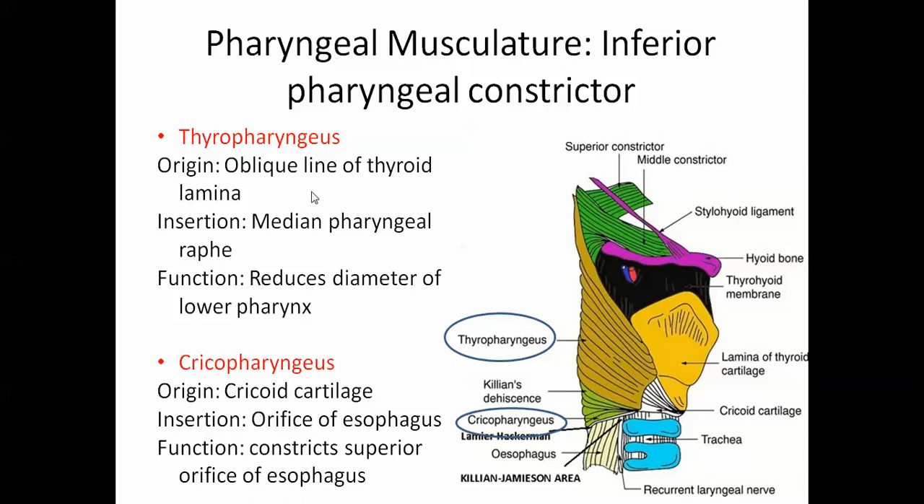And then we have the thyropharyngeus, okay, which is right here. And its primary job is really to do that constriction of the lower pharynx. Okay, we just break it into two because this cricopharyngeus has a much different job.